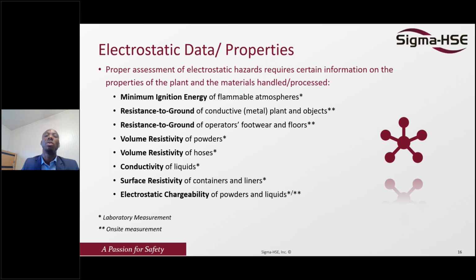I also need to know the surface resistivity of the material that you are using, whether it's a container, and whether it's static dissipative or insulative. And I need to also know chargeability, in case the material travels in a hose or in a pipeline, collides with itself and starts to charge. So I need to know this chargeability. These are some of the key parameters I need to know to actually assess the risk associated with your operation when performing an electrostatic hazard assessment.